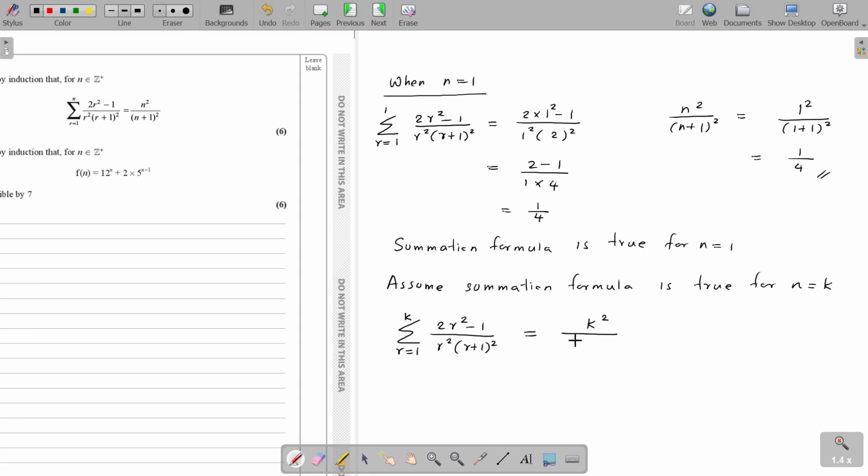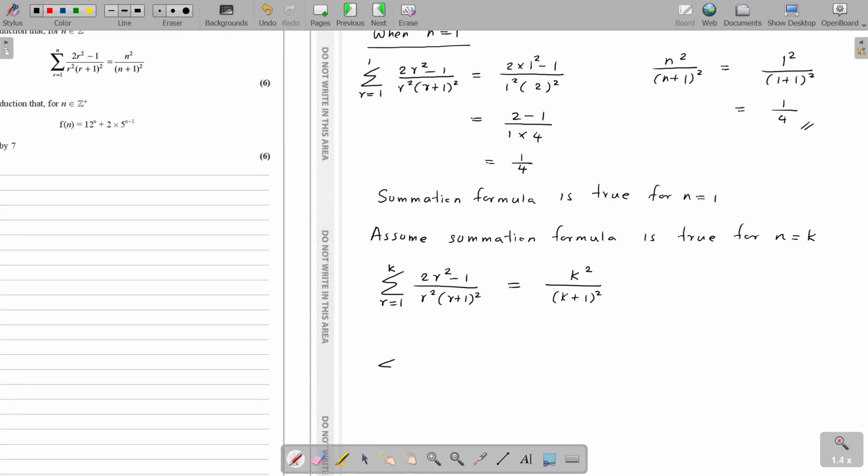Are you with me? Okay, then what's the next step in proof by induction? So I have the summation of the first k terms. Now we go for the summation of k plus 1 terms and we do it manually. So in the next step we take k plus 1 terms, and we have to get the k plus 1 term summation in a manual way. (2r square minus 1) over (r square times (r plus 1) square). Now shall I directly go for the answer?